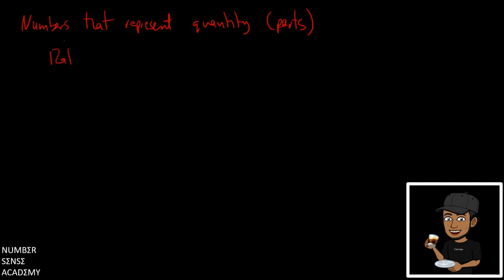And then we have the numbers that represent quantity. So we call these numbers that represent quantity or parts of quantity. More specifically, parts of quantity. So there's really two groups, and the first group is the rational numbers.